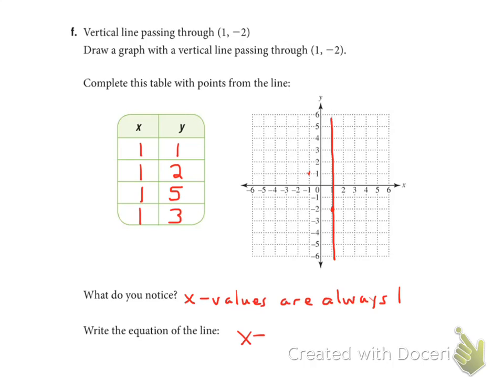X equals 1. So horizontal lines and vertical lines are special lines where you're only going to have one variable. A horizontal line will always be y is equal to some number, and a vertical line will always be x is equal to some number.